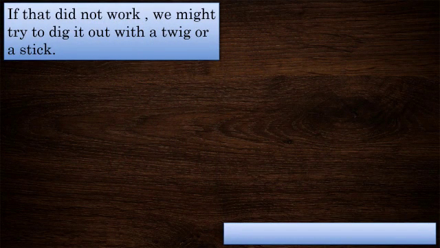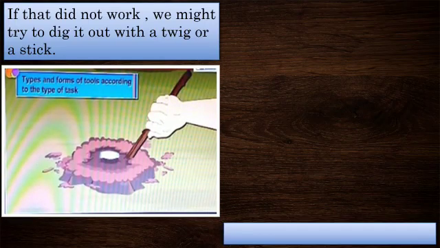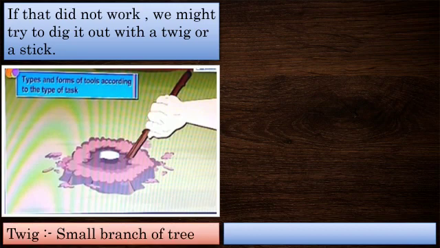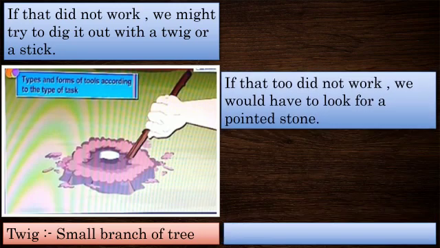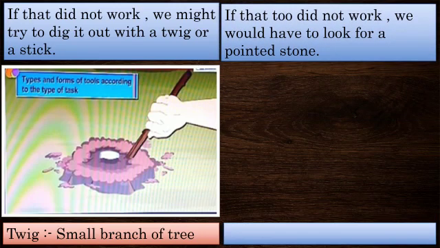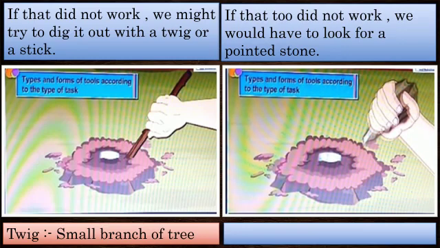If that did not work, we might try to dig it out with a twig or a stick. Now, twig means small branch of a tree. So, if you want to remove that shiny object and if you fail to remove it with your fingers, then what will you do? You will try to search for a twig, a small branch of a tree fallen down somewhere. And if that too did not work, we would have to look for a pointed stone that should do the job.